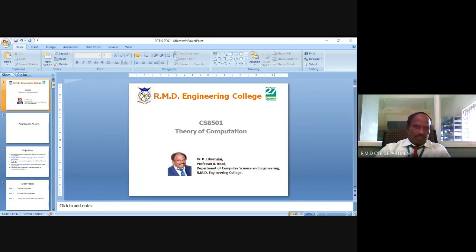A deterministic finite automaton is a 5-tuple: Q is a set of states, sigma is a set of inputs, q0 is the starting state, F is the set of final states, and delta is the transition function. We can represent a DFA in two methods. One is the diagram method, called the state diagram. Another is the table, called the state transition table.